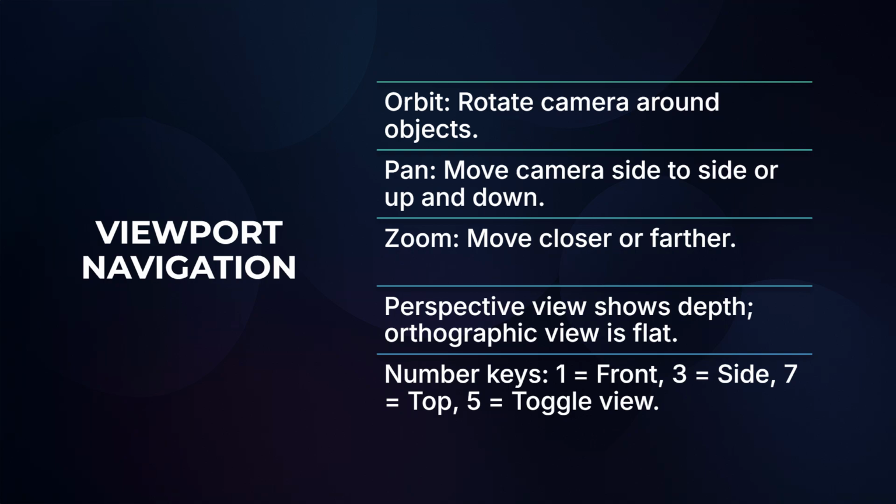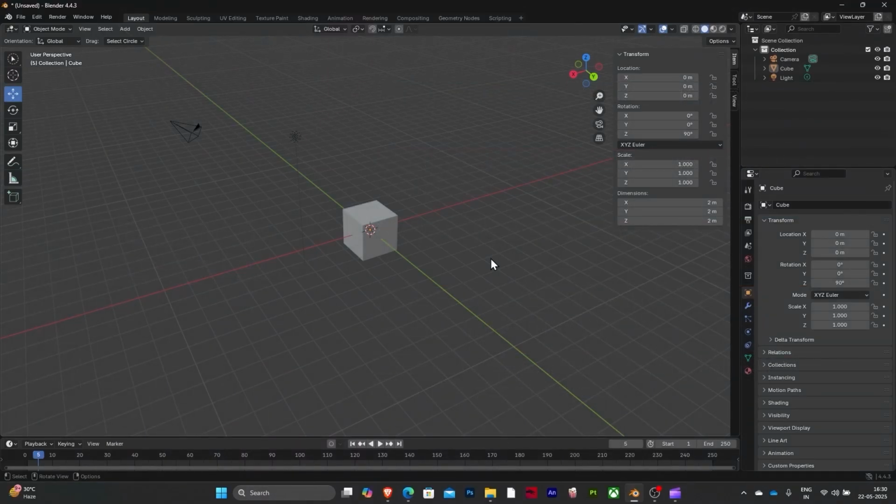There are two viewing modes, perspective and orthographic. Perspective gives a realistic sense of depth. Orthographic flattens the 3D object, which helps you visualize the 3D model in real-time scaling. If you are using the number keypad, remember this: 1 is equal to front view, 3 is equal to side view, 7 is equal to top view, 5 is equal to toggle between perspective and orthographic. This we have discussed in the previous session as well.